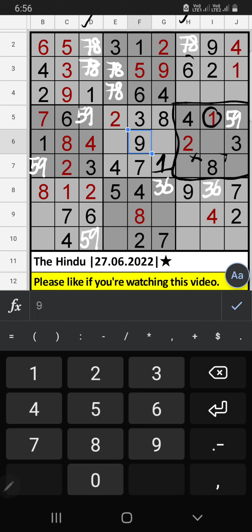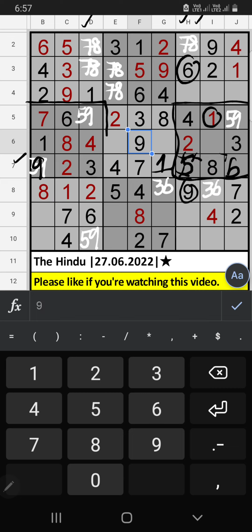Column H, we have 6. So 6 can't come in this cell. 6 is confirmed here. Then 7th row, only 2 numbers are remaining, 5 and 9. It will come in one of the 2 cells. Column H, we already have 9. So 9 can't come in this cell. 9 is confirmed here. Then 5 is here.